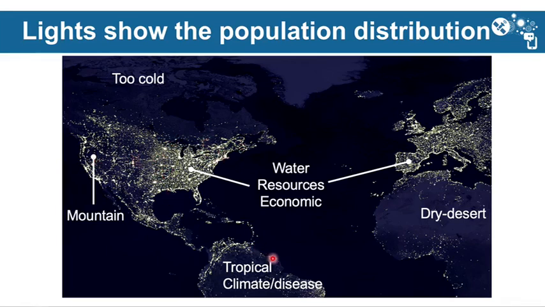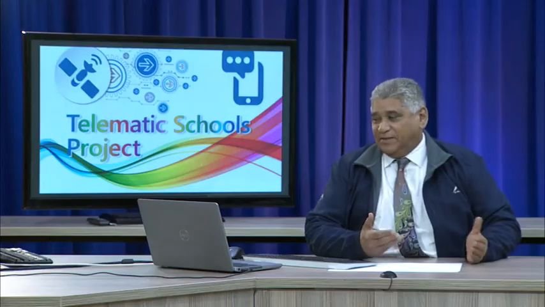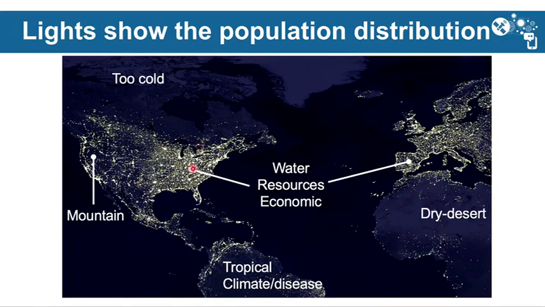And if you look here, for instance, here's a mountain range. No people live there. Look at this dry desert. Look at this, no lights there. Here we've got tropical climate, the disease. And of course, look at this, all the lights on here. This means that there would be enough water, enough resources, and perhaps a few economic factors, all contributing to people staying in this area.